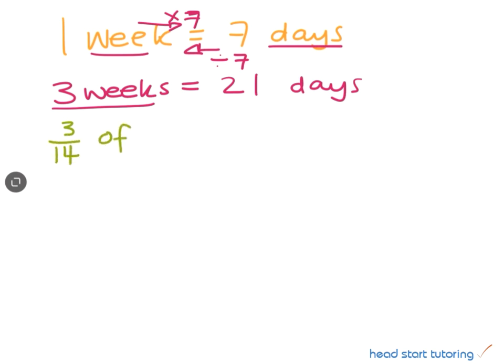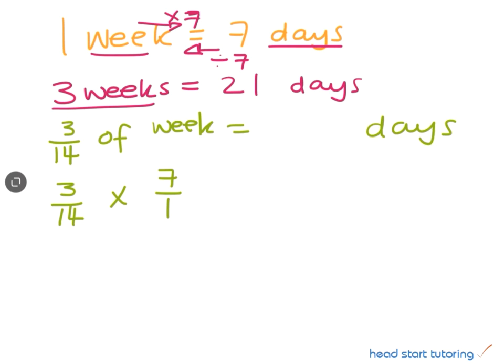3/14 of a week is equal to how many days? What we need to work out is 3/14 times 7 over 1, and then we can cross cancel. So we've got 7 into itself once, and 7 into 14 twice, and then we've got 3 over 2, which is equal to 1.5. So that is equal to 1.5 days.